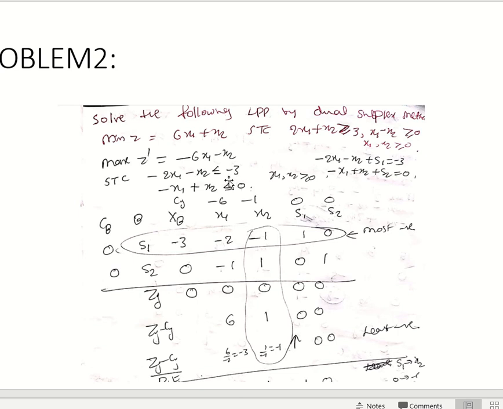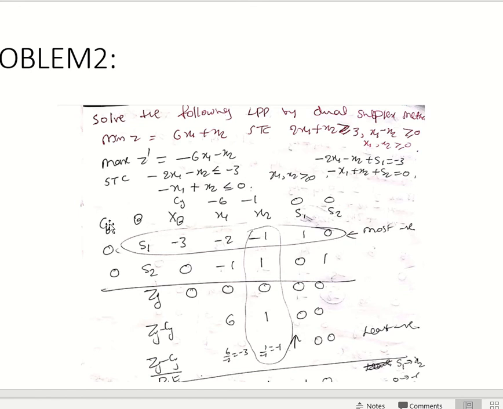Now we have to add the slack variables. What is that? Minus 2x1 minus x2 plus s1 equal to minus 3. Then minus x1 plus x2 plus s2 equal to 0. Now again repeat the same process.